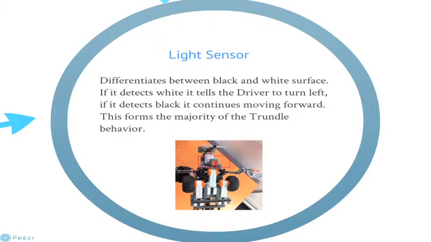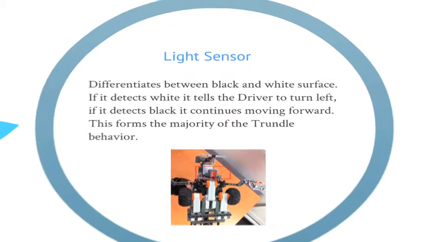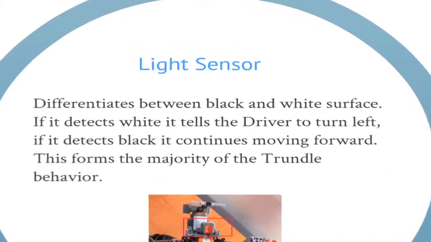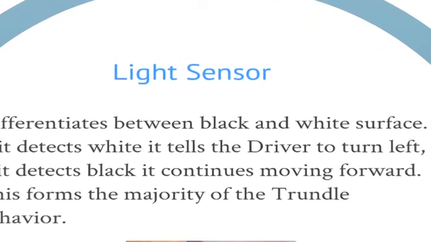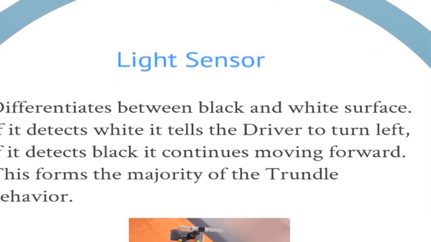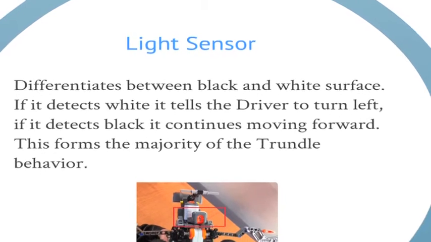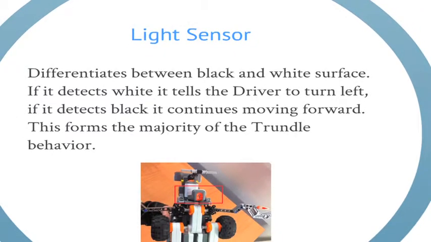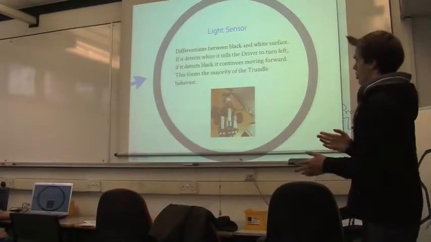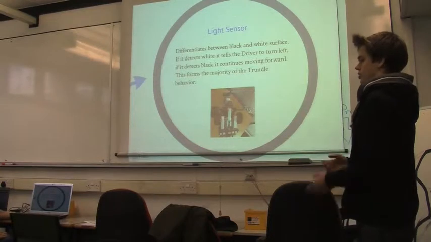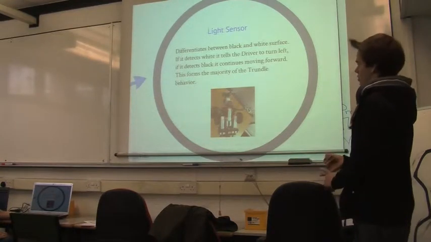Okay, so the light sensor is the most important sensor on our robot. It's at the bottom of the robot so that it can detect what surface is underneath. If it's over a black line, then it will just travel forward, whereas if it's over a white surface behind the black line, it will tell the robot that it needs to turn to get back onto the black line. The code for this forms the majority of our trundle behaviour, which is the most important one by far.